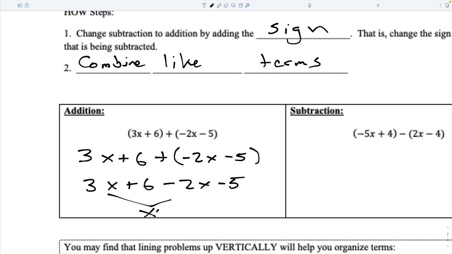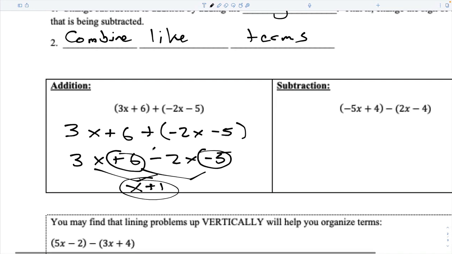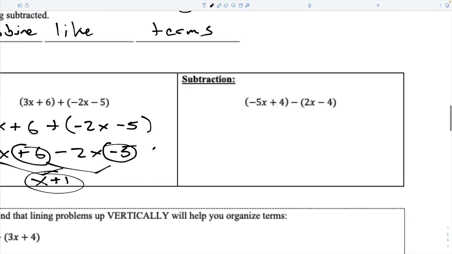Cool. And what else can I combine, Raiden? What does it make? Good. So my answer is just x plus 1. So that's when the two terms are being added. What happens if I have two expressions that are being subtracted?